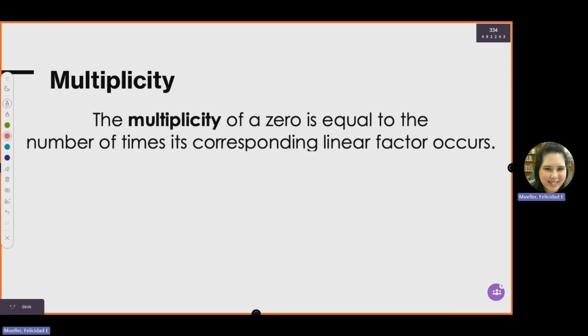Right, multiplicity. The multiplicity of a zero is equal to the number of times its corresponding linear factor occurs. My best example is the bell ringer. We said this would be (x + 3) squared. So this would mean that x equals -3 happens twice, so it has a multiplicity of 2 because it happens 2 times.